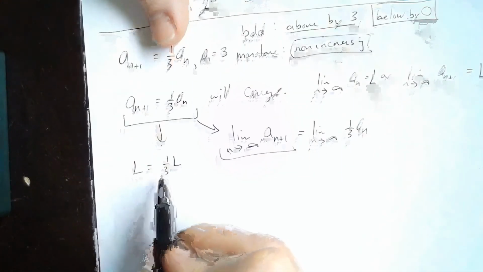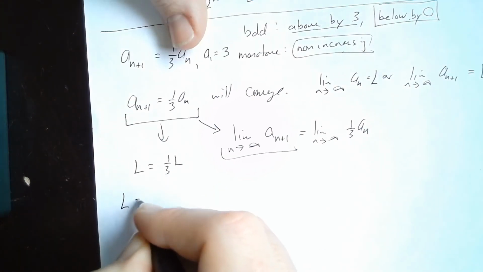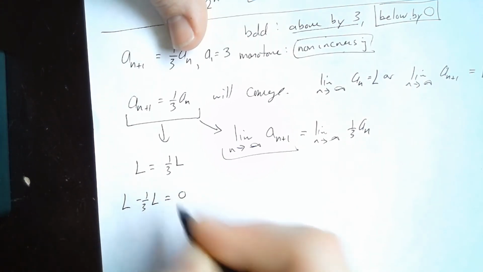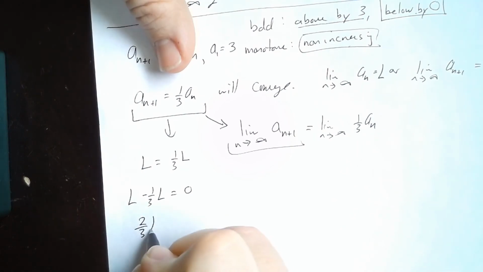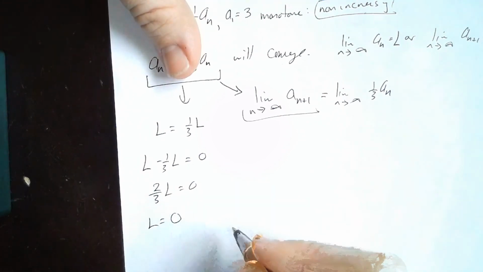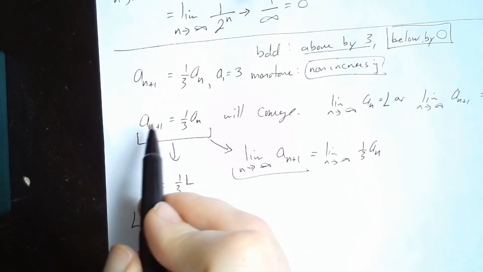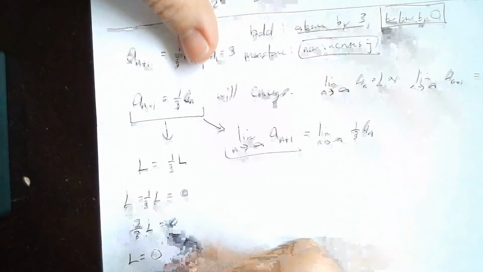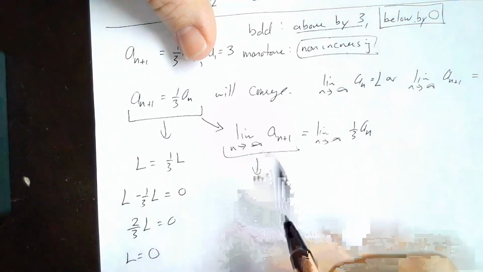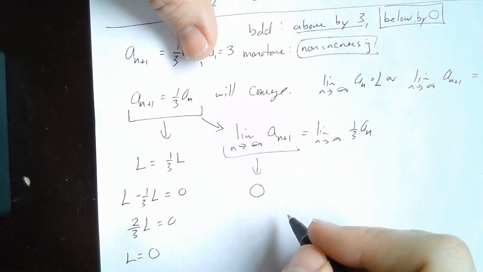You'll notice here that I could go ahead and solve this equation, meaning L minus 1/3 L equals 0, therefore 2/3 L equals 0, therefore L equals, well, if I multiply both sides by 3 and then divide both sides by 2, 0. So I'm not saying that L is 0, I'm not saying that a sub n is 0, I'm not saying that a sub n plus 1 is 0, I'm saying that the limit as n approaches infinity of a sub n plus 1 equals 0.